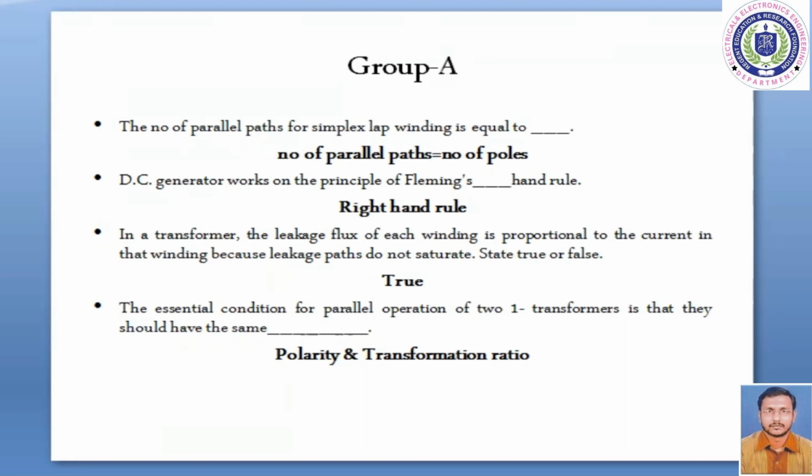In the next question, the DC generator works on the principle of Fleming's dash hand rule. You have to fill in the blanks. Now, for discussing this answer, I would like to give one trick in Bengali.